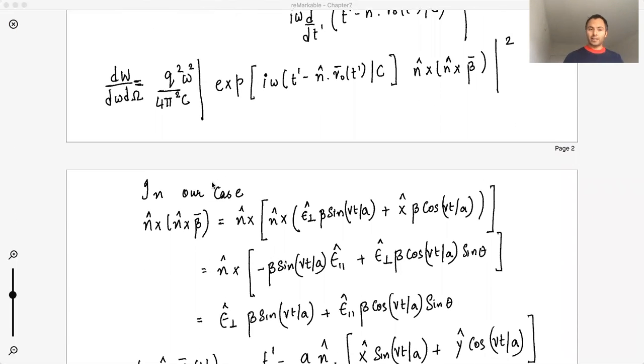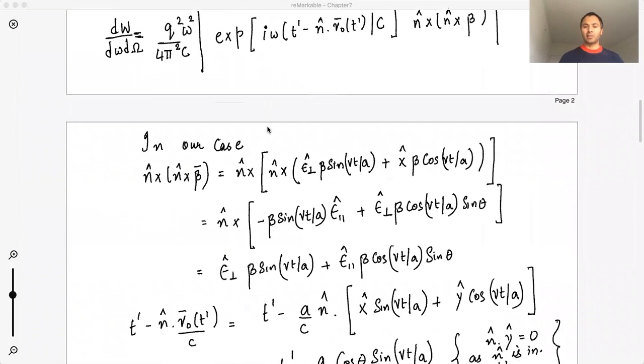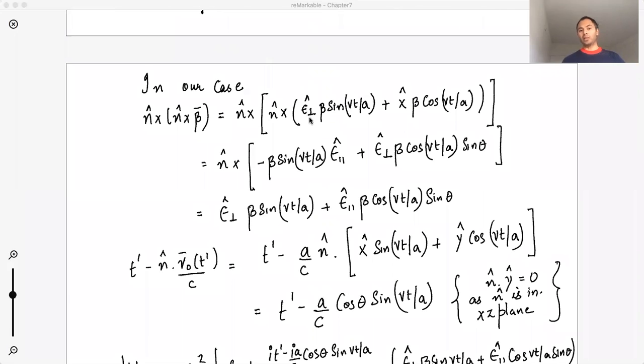Okay, so let's see how to evaluate these expressions here. So in our particular case for synchrotron emission, I can now evaluate n cross beta. So I can write out beta, which is just the velocity vector. And the velocity vector has two components, one along the x-axis and the other along the y-axis, right? And y being the epsilon perpendicular axis. So I can write the velocity vector as a component along the epsilon perpendicular axis, and that's the sine of the angle. So that's the component along the perpendicular axis, and a component along the x-axis, which will be the cosine of the same angle, basically.